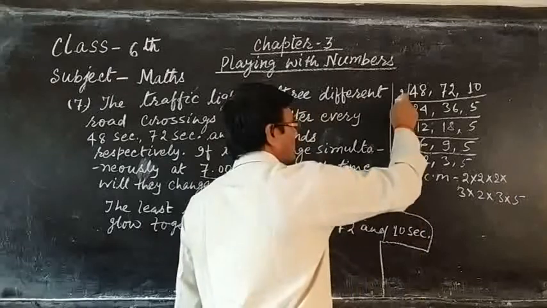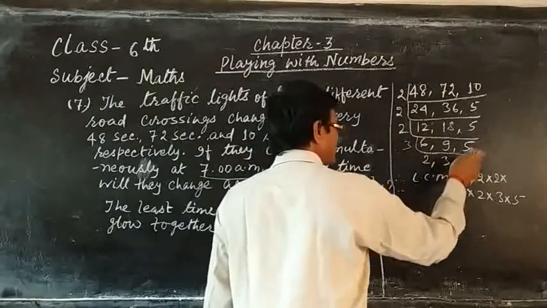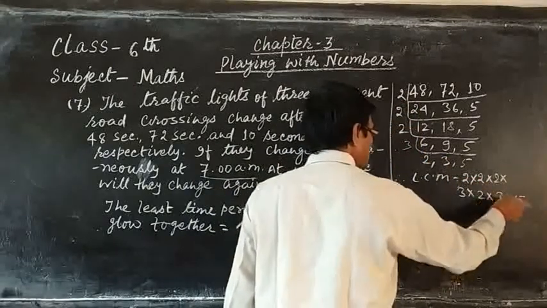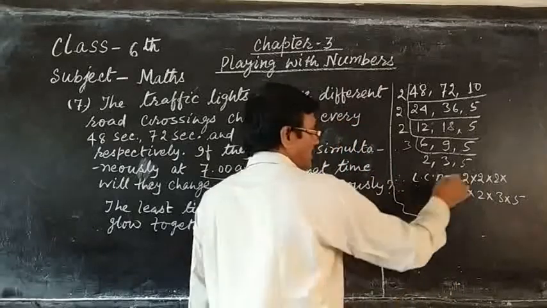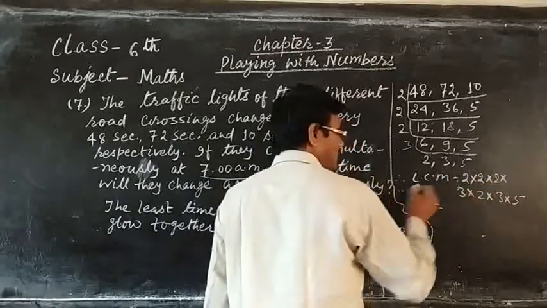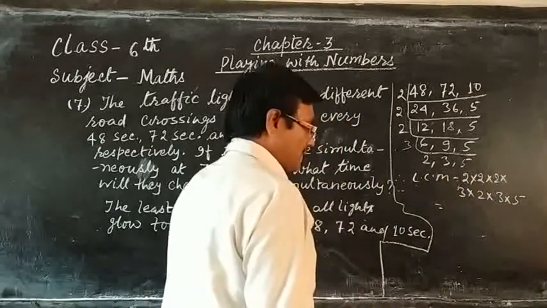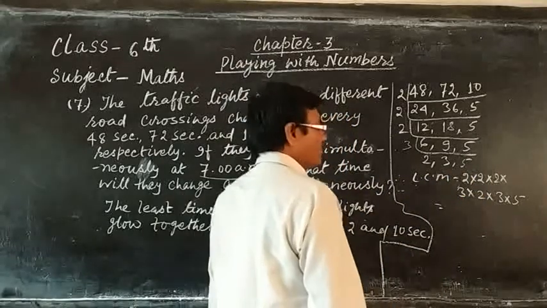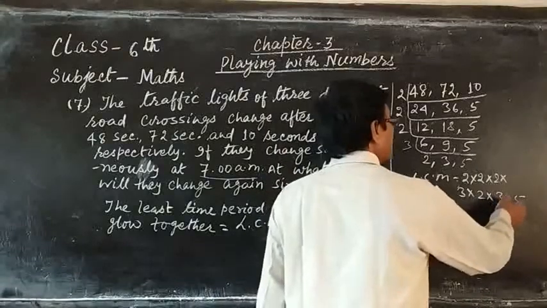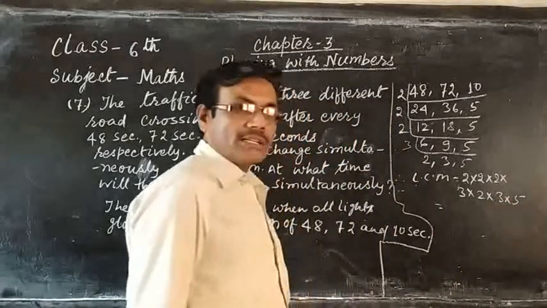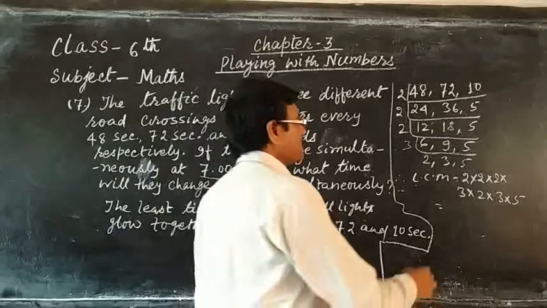Once again we match: 1 2 3 4 5 6 7. 1 2 3 4 5 6 7. Now multiply. 2 4s are 8, 8 3s are 24, and 24 2s are 48. 48 3s are 144, 144 5s are 720.